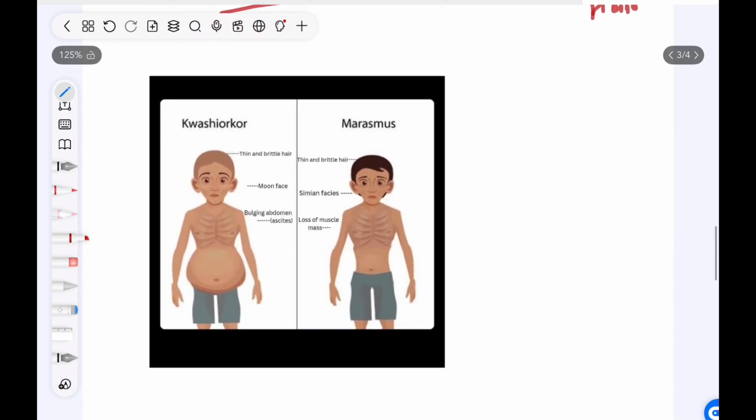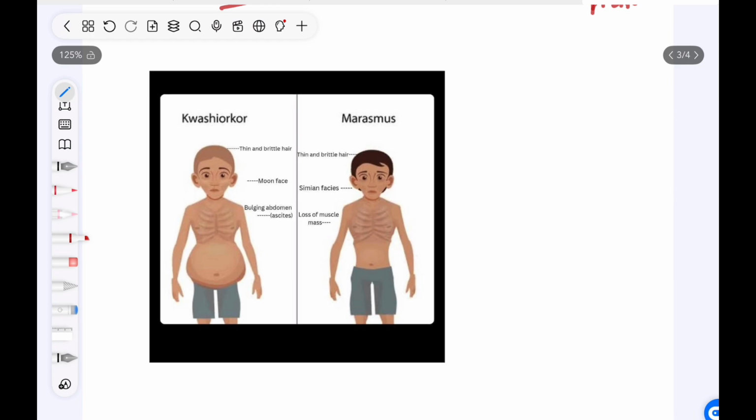So here in this image, Kwashiorkor, you can see thin and brittle hair, moon face and bulging abdomen, and in marasmus you can see the simian faces and loss of muscle mass.